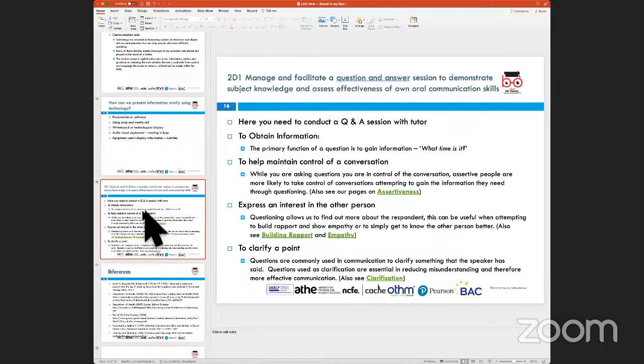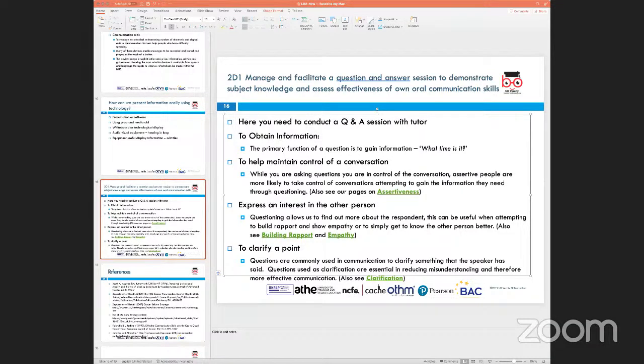Okay, this brings us to the last part, which is the distinction criteria, which is related to managing and facilitating a Q&A session. This would be demonstrating the knowledge and the skills that you have gained by going through this communication unit. This would be part and parcel of the Q&A, which you will need to do with me as a tutor.